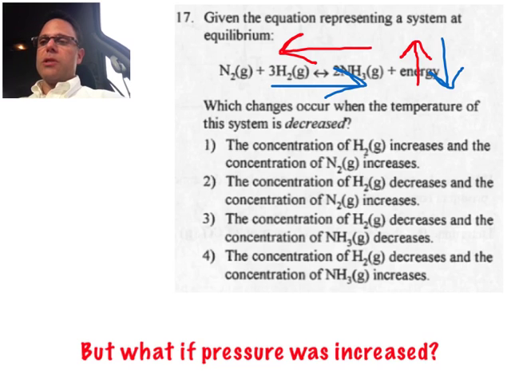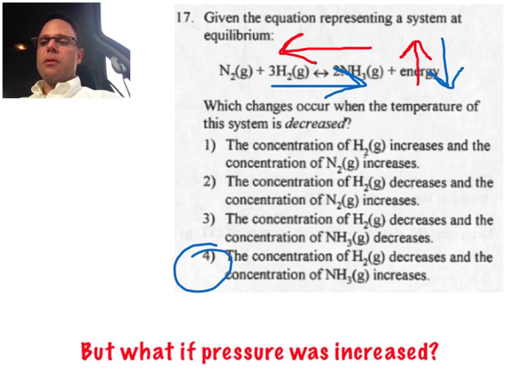So which one of these choices matches? The concentration of H2 increases? No, we're shifting to the right. The concentration of H2 decreases? Looking good. And the concentration of N2 gas increases? No, if it's shifting to the right, it all decreases. All right. The concentration of H2 gas decreases? Looking good. And the concentration of ammonia decreases? No, if it's shifting to the right, the ammonia must increase. Or the concentration of hydrogen gas decreases, looking good, and the concentration of ammonia gas increases.